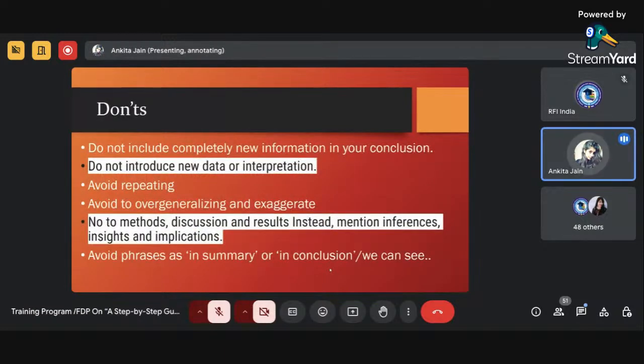Don'ts. Do not include completely new information in your conclusion. As I have told you, there should be a connection between the introduction and the conclusion. It should not include completely new information. Sometimes what happens, after doing research or writing work, you must have had something in your mind when you were starting this work. But later you will understand that somehow it gave you some different information.